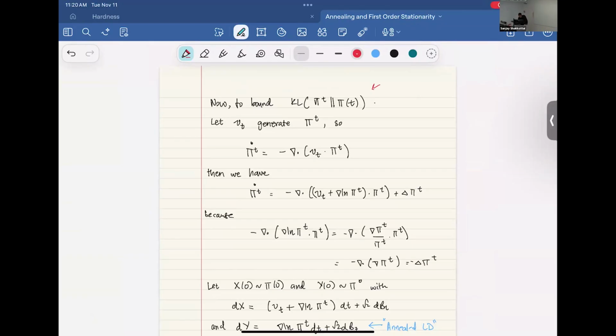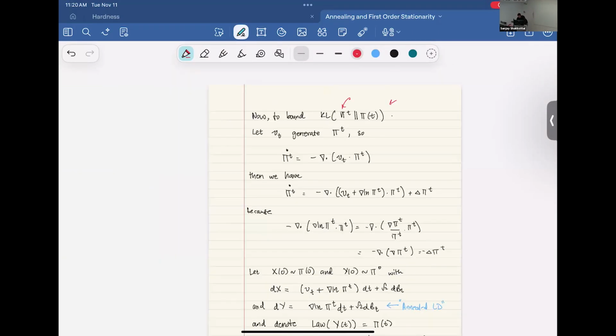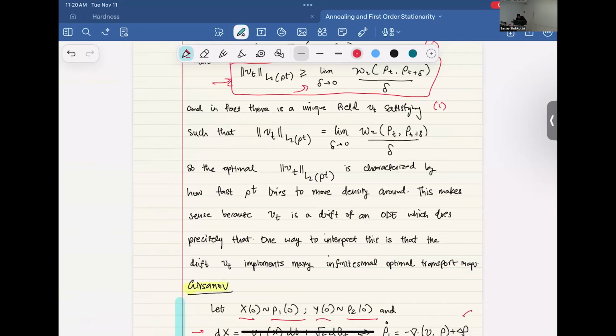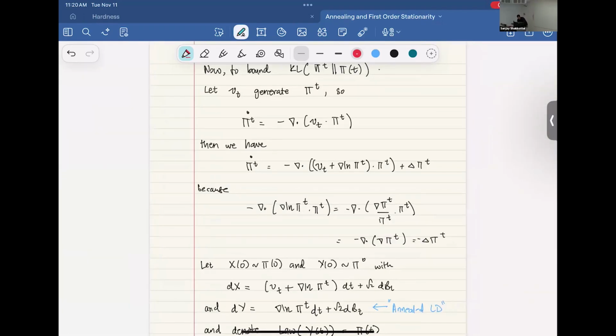So pi superscript t is the path that we were taking, and pi of t is the law of the iterate at time t. Let's say Vt is the drift that generates pi t. So Vt is this unique drift such that the 2 norm is equal to the limit of the Wasserstein distance. Then we have this.